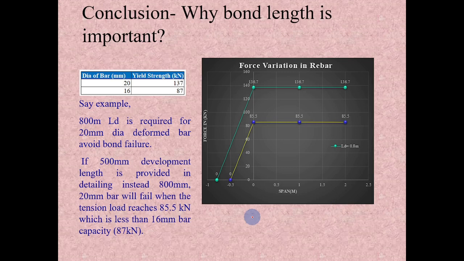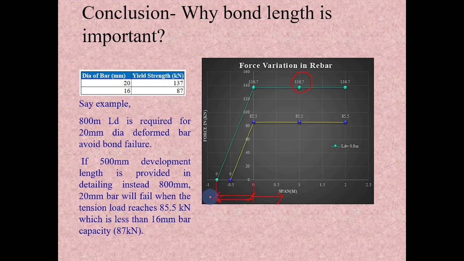Why is bond length more important? So let's consider this point. The right side of this point is presented with the yield strength and the left side is with the development bond strength. So let's consider a 20 diameter bar. The 20 diameter bar can take 136.7 kilonewton before it starts yielding. So to get sufficient bond length, we should have at least 800 development length for the 20 diameter bar.